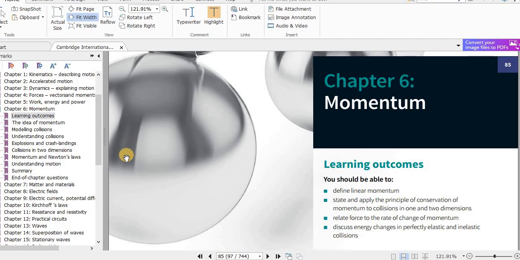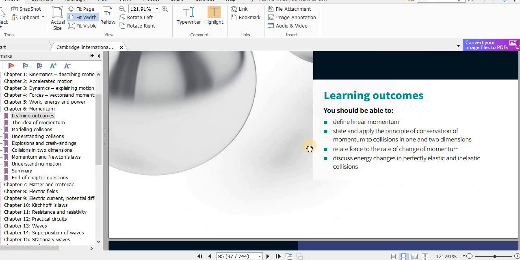Momentum and Newton's laws. I have also uploaded videos explaining the Newton's laws, and here we will specifically see Newton's second law, because Newton's second law has the change in momentum, understanding motion, and finally the summary. So let's see again what we will learn in this chapter.